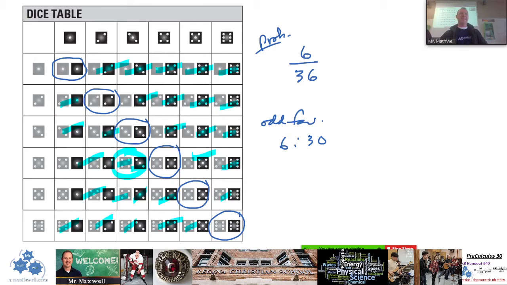The odds against rolling doubles. Odds against. I'll write that as fast and as messy as I can. Well, it's 30 to 6. Okay? Odds against.